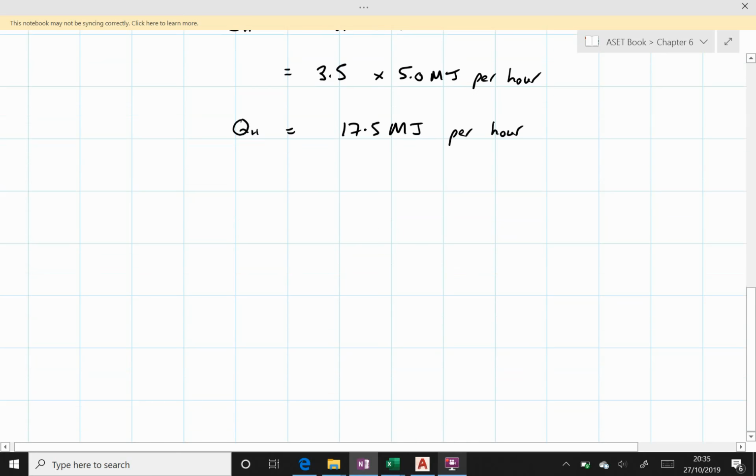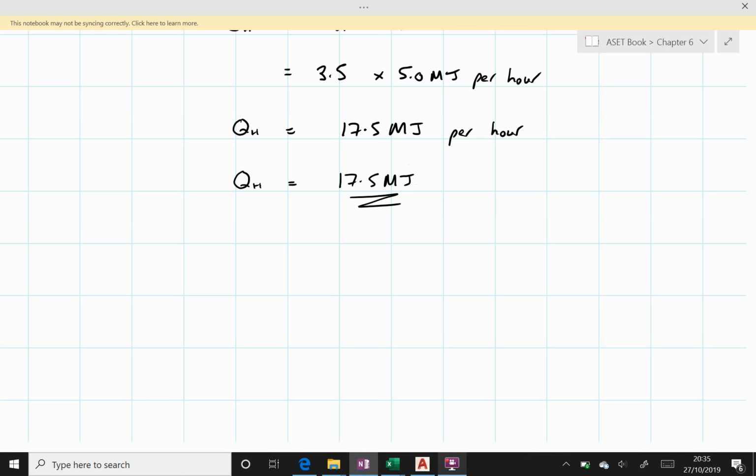The question really does ask us, what is the exact amount of energy in 1 hour? And of course QH therefore is 17.5 megajoules. There's no need for a respective time here. The question asks us for the energy transferred in 1 hour, and 17.5 megajoules is that quantity of energy.